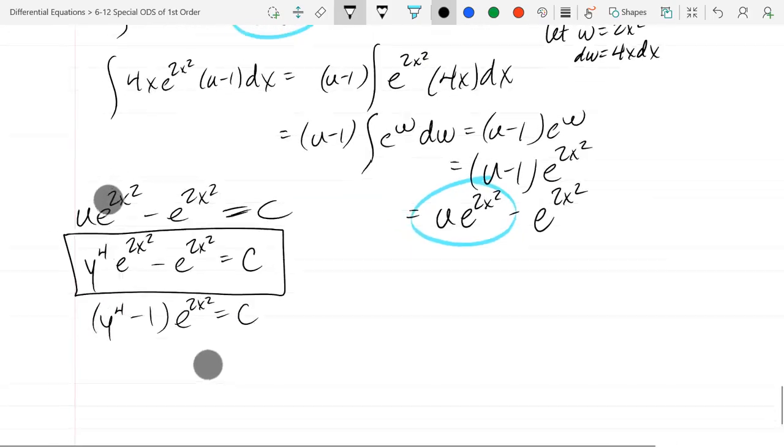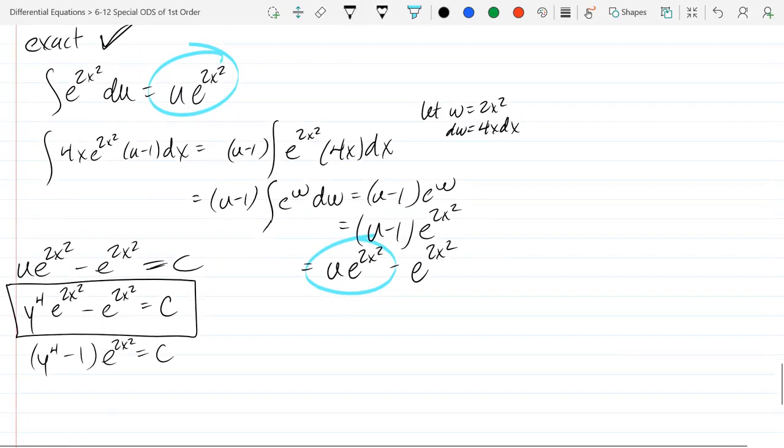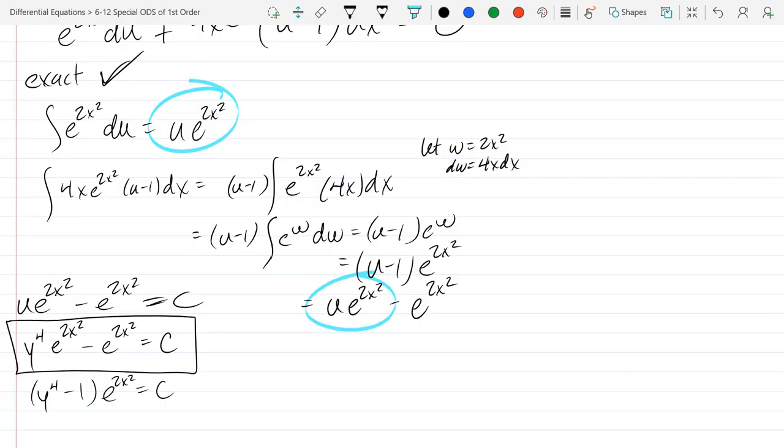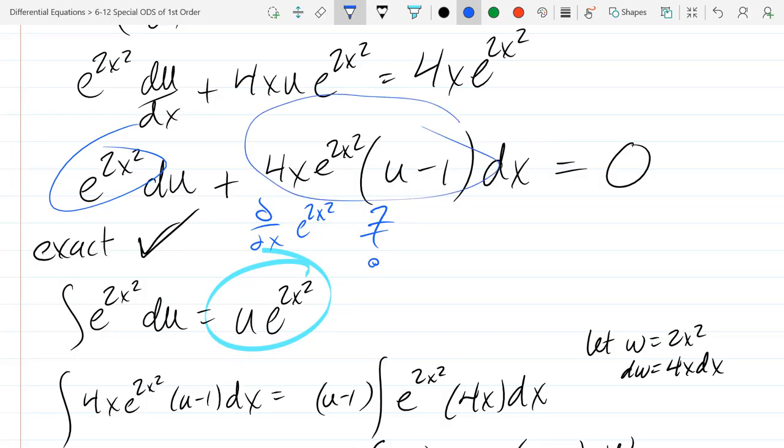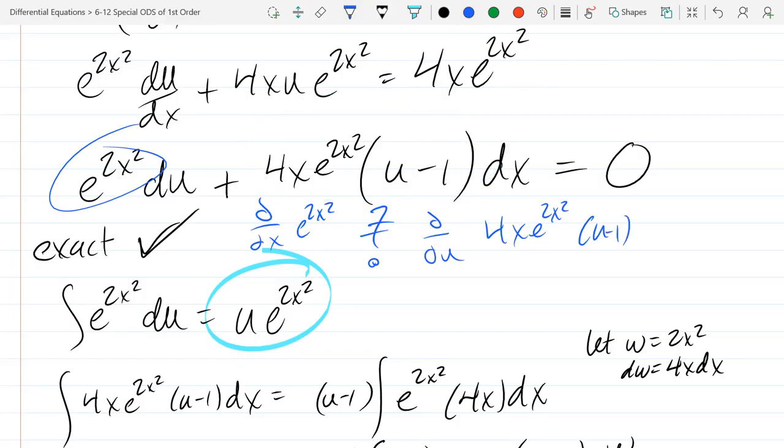So any questions on this problem now that we are down to here? Just wanted to double check. When you checked for exactness, what did you do? I verbally checked. I didn't write any of the check down, but I'll do that in blue. So I look at the x derivative of that term. Okay, so it's like a partial derivative. Yep. And then I have to check, does that equal the u derivative of the other term? So you're checking the derivative of a variable not next to that term, basically.